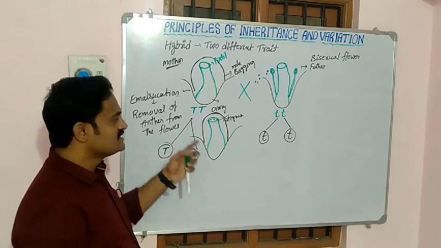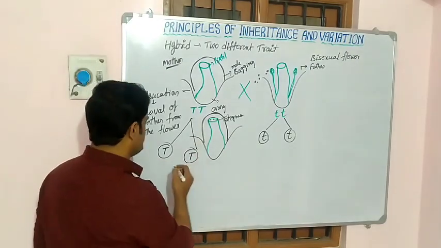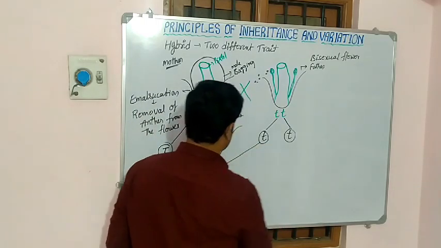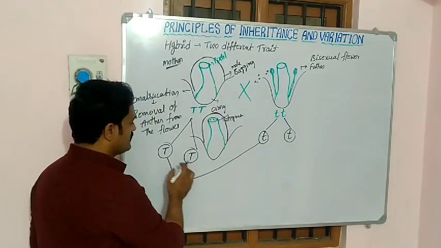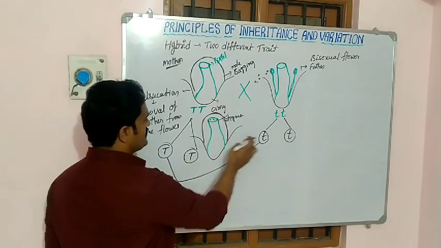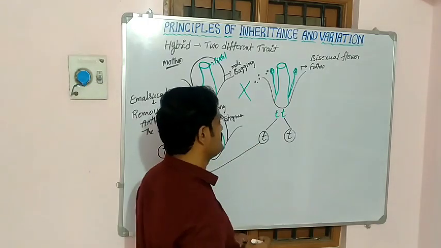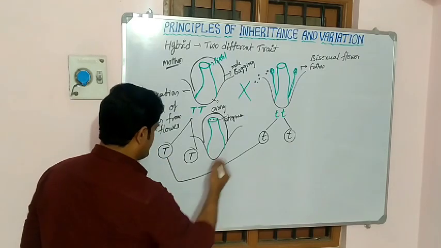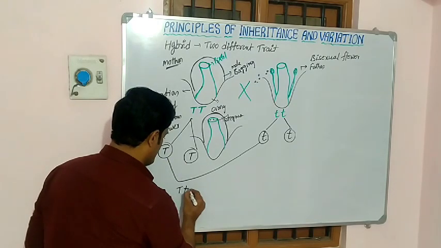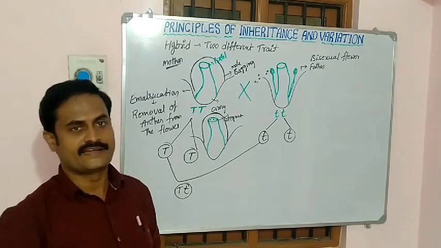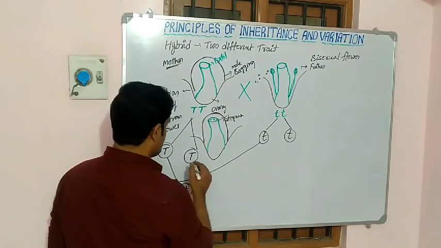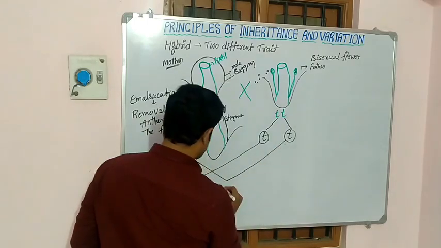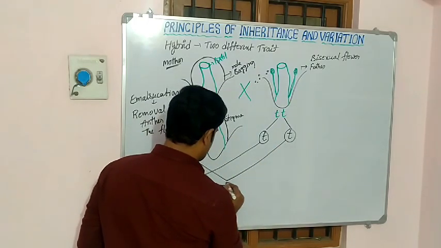Then these gametes are fused with each other. Suppose this gamete is fused with this gamete. Then which kind of gametes will form here? Capital T, small t. See, this is one type of plant. Then here this also fuses with this. Here also capital T, small t.